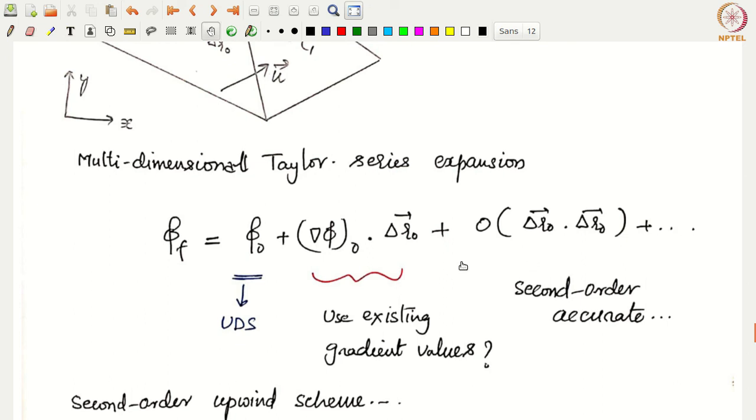Okay, is this clear? Now essentially, if you only include the first term, we don't include any of these, then this is basically the first order upwind scheme. If you include this, then we are essentially talking about an order delta R naught square, that's basically a second order upwind scheme. And again, if you include this term, then the truncation error would be order del R naught cube. That means this will be a third order accurate scheme.